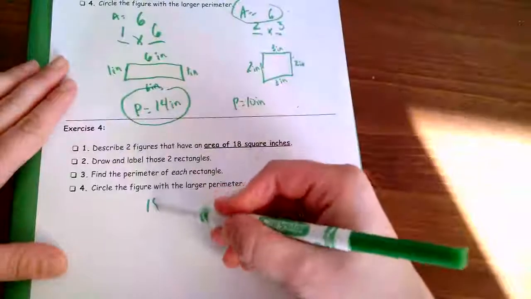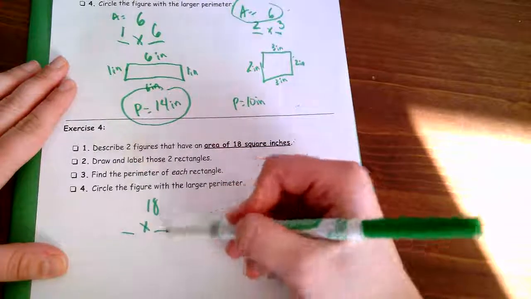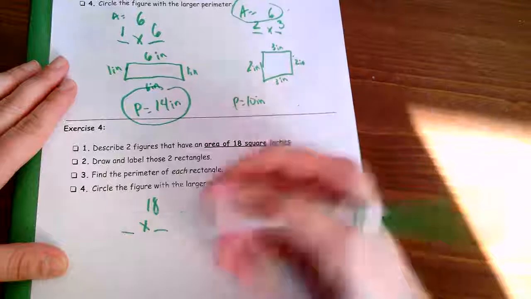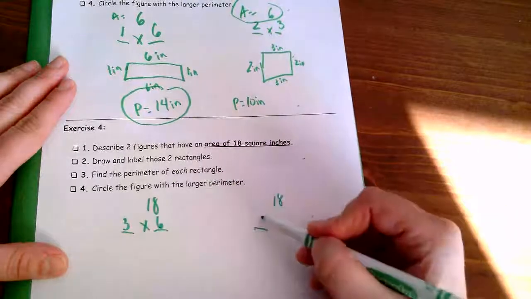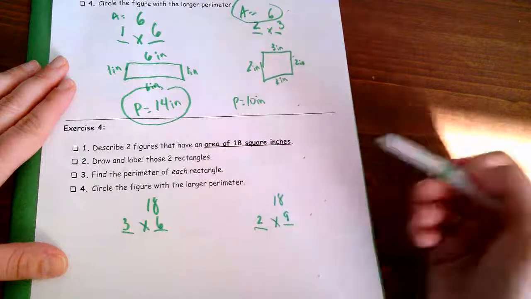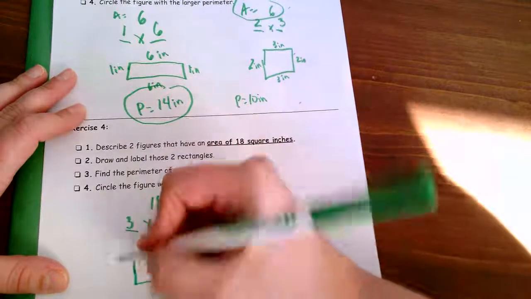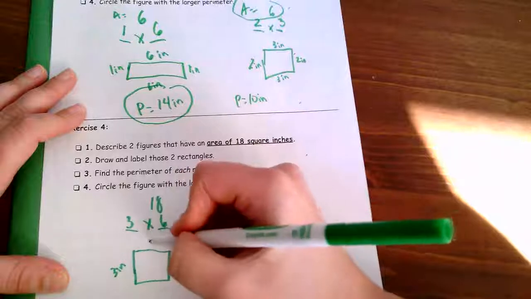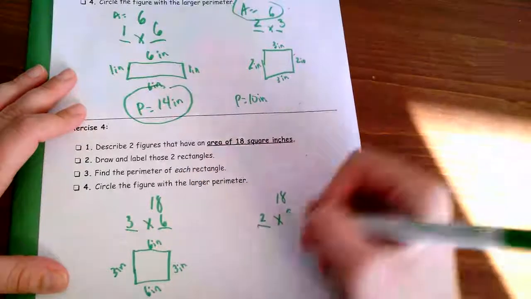And then last but not least, we've got 18 square inches, and I need to find some factors that would equal 18. I'm going to go with 3 and a 6. 3 times 6 equals 18, and 2 times 9 equals 18. I also could have done a 1 times 18 if I wanted to. So I know I've got 3 inches, 6 inches for the same.